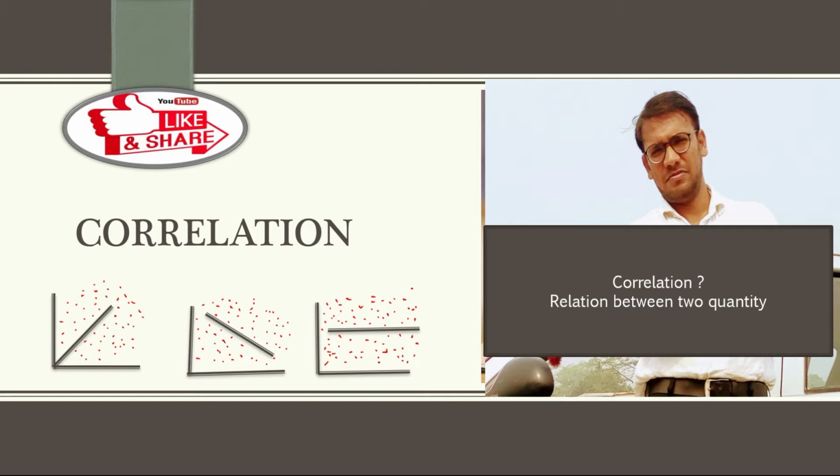Today I will discuss correlations. So basically, what is correlation? Correlation is the relation between two quantities, like the relation between height and weight, or the relation between a product and market response. All these are part of correlations. So how to relate one quantity with another quantity, that is called correlation.